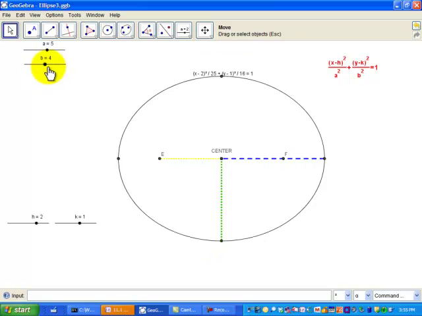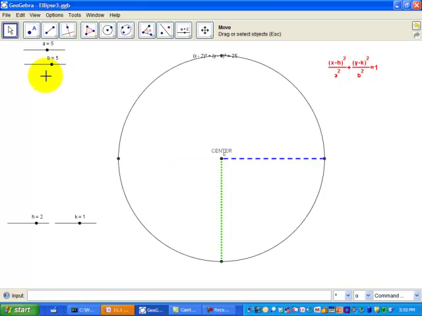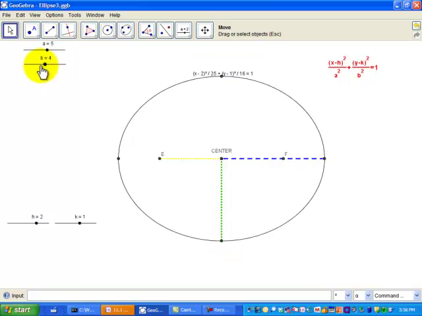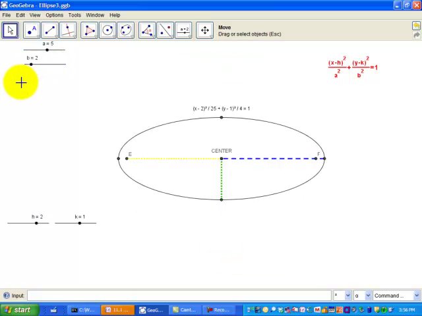You'll notice that when these two points get to be exactly the same, b is 5, a is 5, I get a perfect circle. This length here is 5. This length here is 5. Okay, so I'm going to change it back because ellipses are really pretty easy to understand in many, many ways.